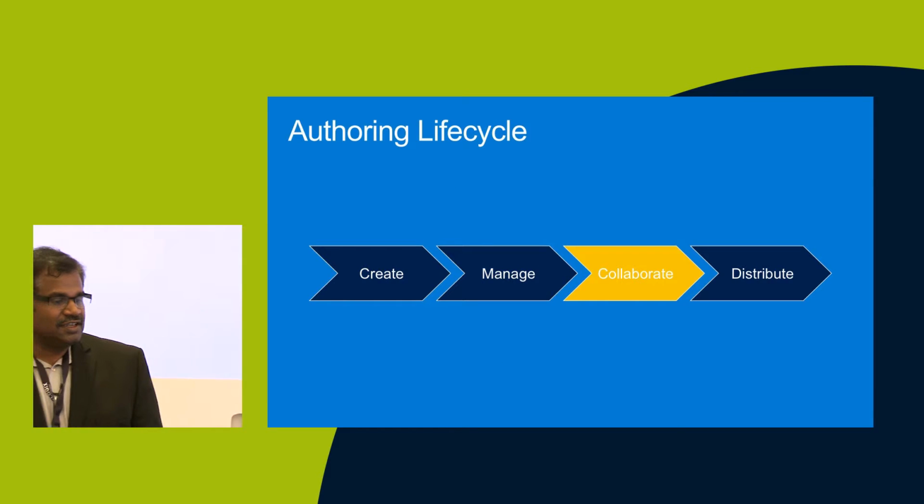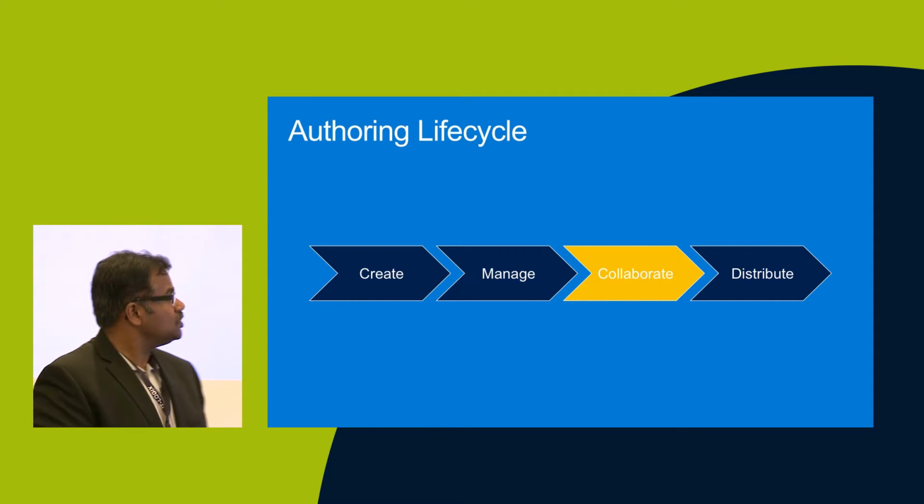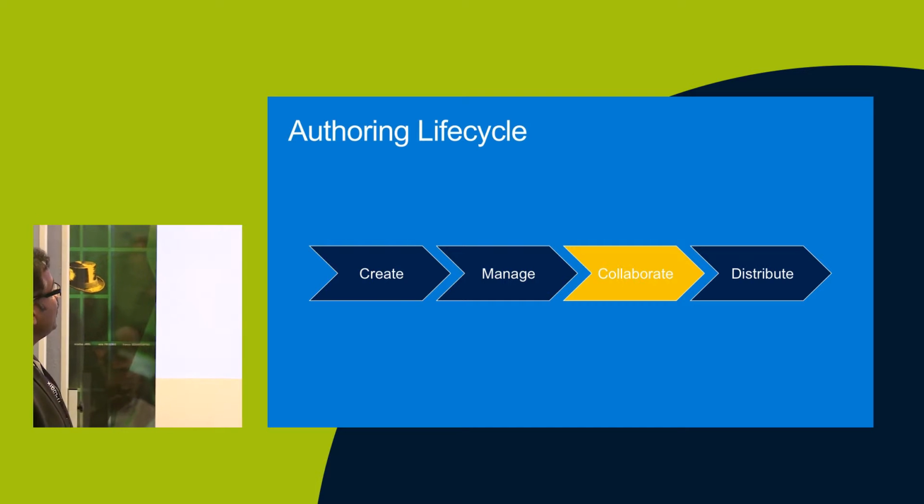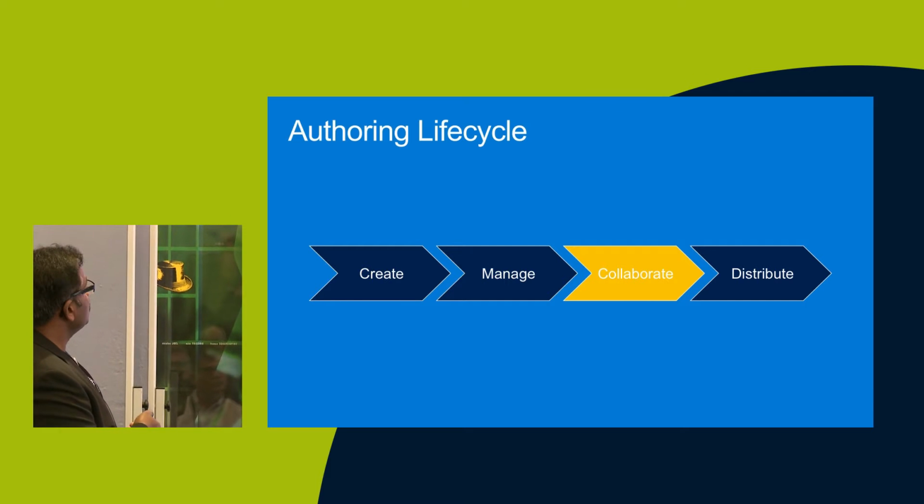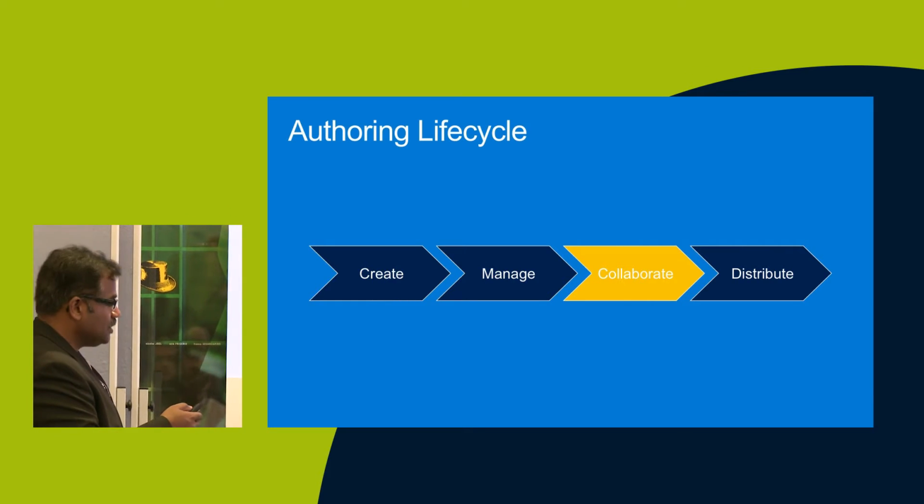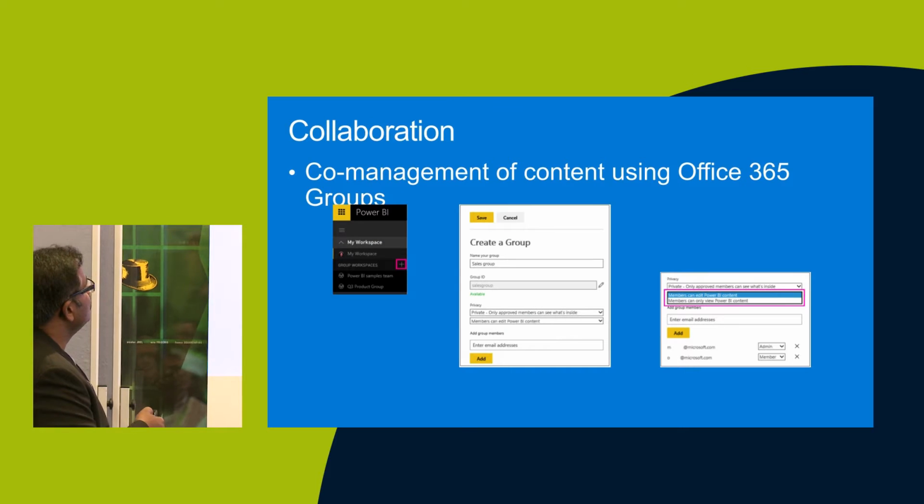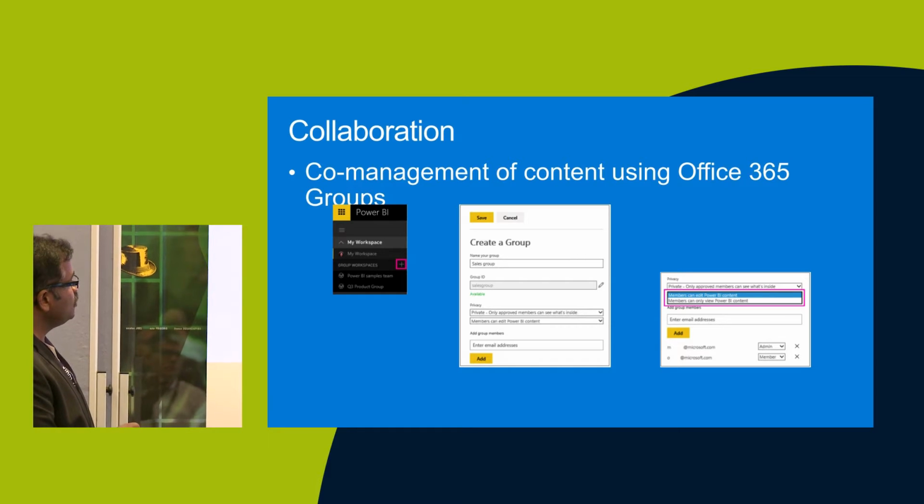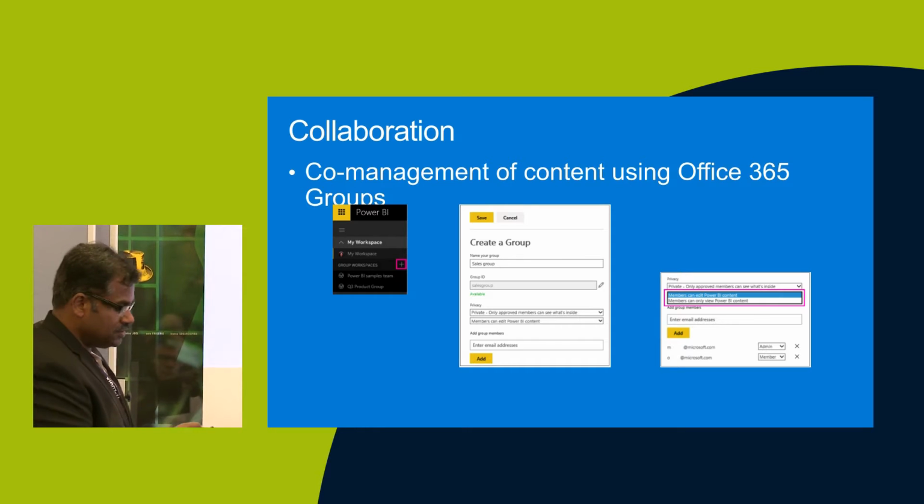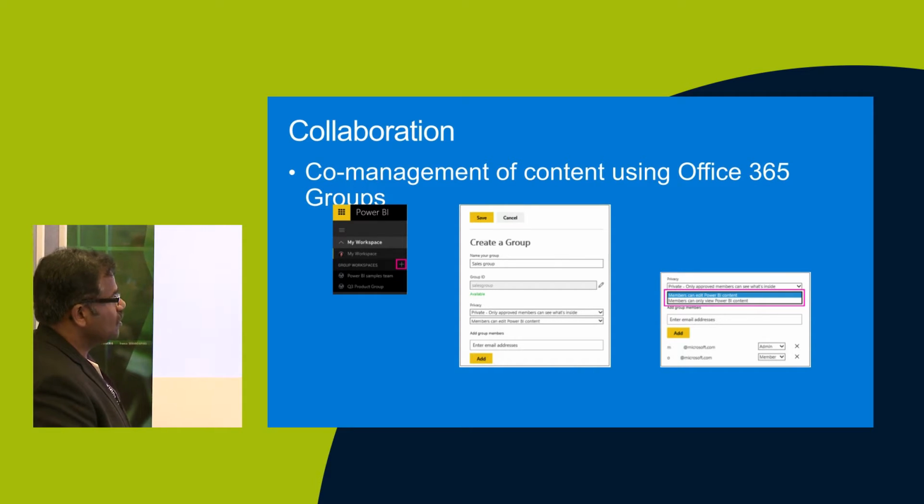So that's about managing the content. In terms of collaboration, you want to co-manage the content using the Office 365 groups. The first step is creating one from My Workspace. By default, you will be in your My Workspace. You can click the plus sign and create a group. Creating a group comes with a group name, group ID, and the members you want to add. Once you add them, you can specify whether they are co-owners or read-only members.